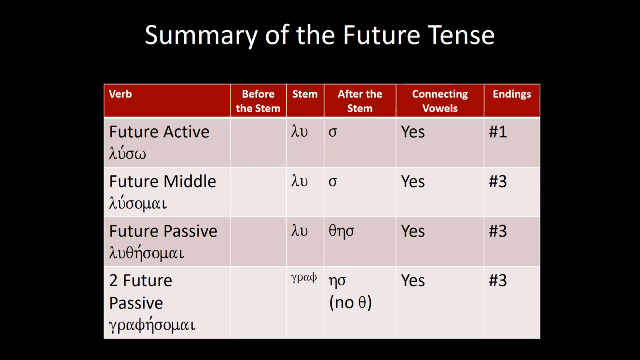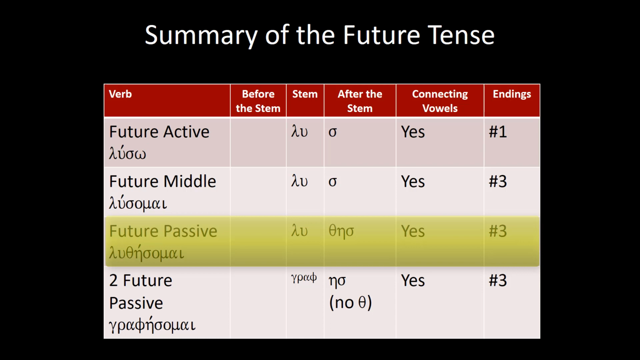So we see the patterns are very similar for future active and future middle. Very similar also with future passive. We're still dealing with the verb stem. The difference here is that theta eta jumps in on the future passive. The theta etas showed up with future passive and aorist passive. But then the other thing that we always have with future, you see it right here, is the sigma. So the future passive has theta eta plus sigma.